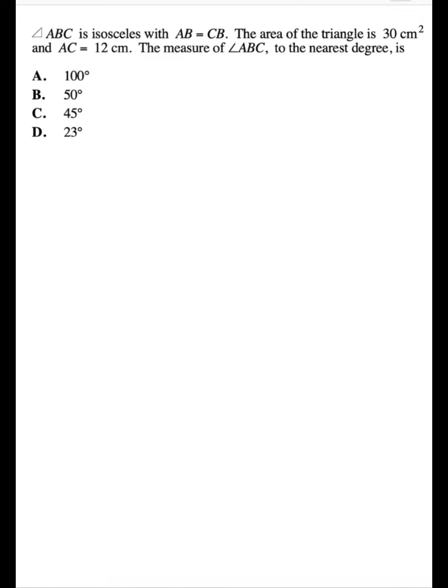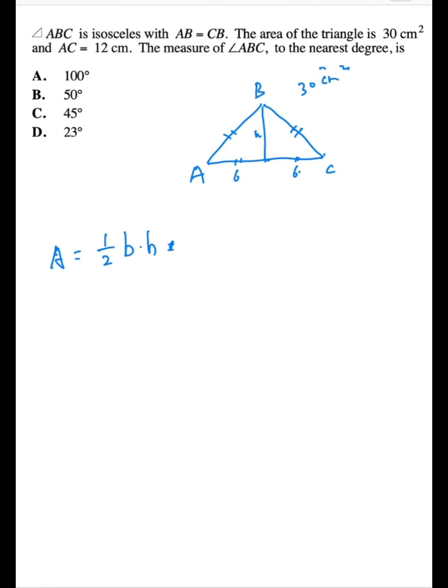Triangle ABC is isosceles with AB equals CB. The area of the triangle is 30 square centimeters and AC is 12 centimeters. The measure of angle ABC is? For this one we can draw the triangle ABC like this, and we know that AB equals CB. We have the height, and we know the area is 30 square centimeters and AC is 12, so each part is 6. First we can get the height: the area equals half of the base times the height, so 30 equals half of 12 times the height. So the height is 5 centimeters.